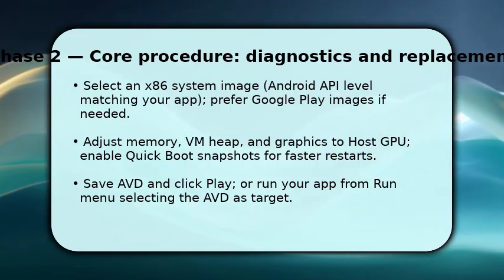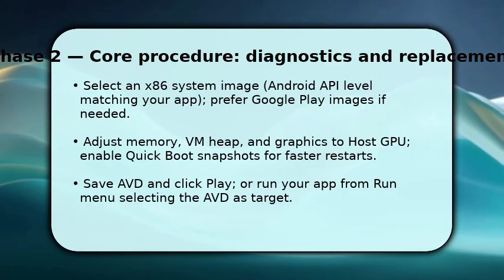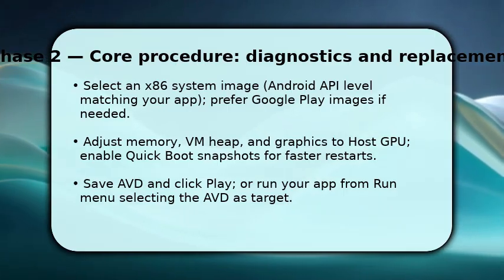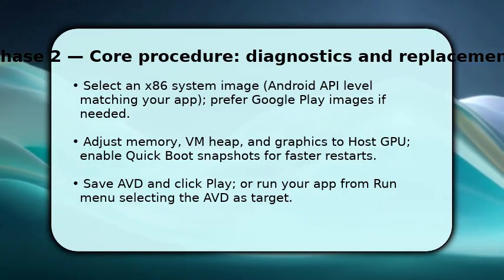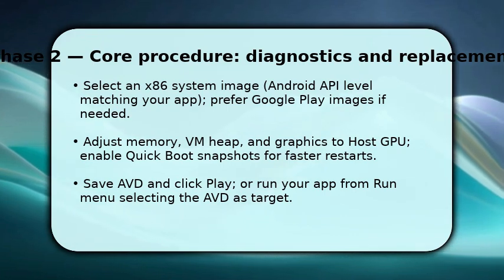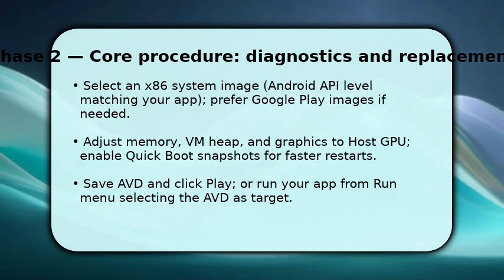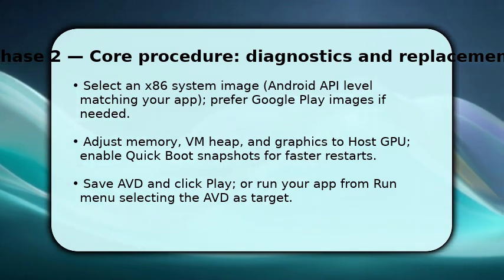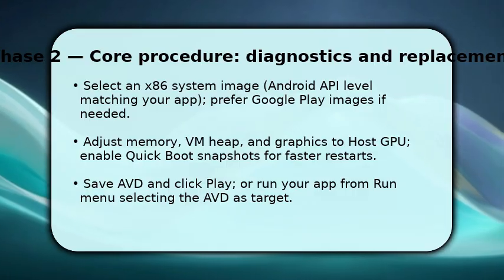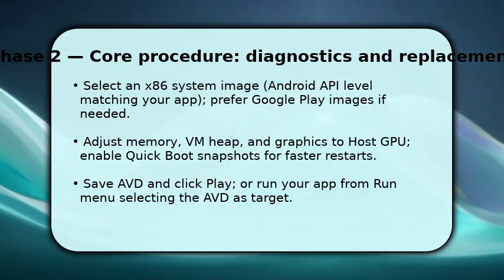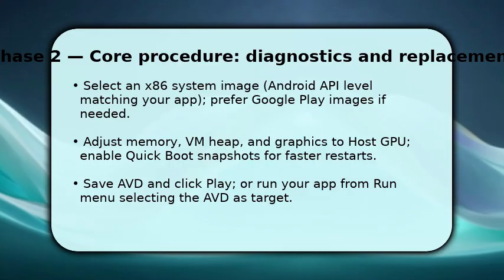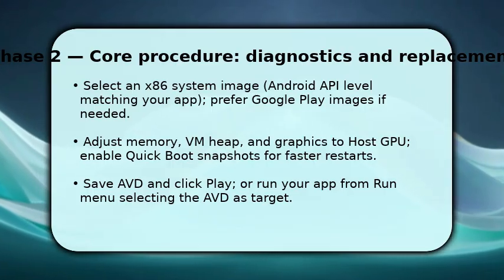Make sure graphics is set to hardware GLES 2.0 or host GPU, and allocate sensible RAM and VM heap so the emulator doesn't thrash. Enable quick boot snapshots for faster launch times. When configured, save and press play. Or run your app from Android Studio and pick this AVD as the deployment target. Your app will install and start automatically.